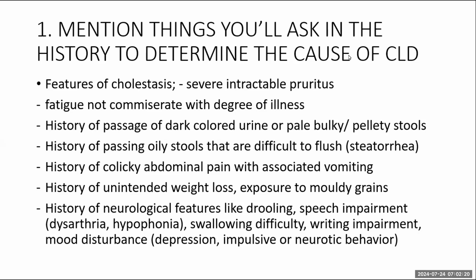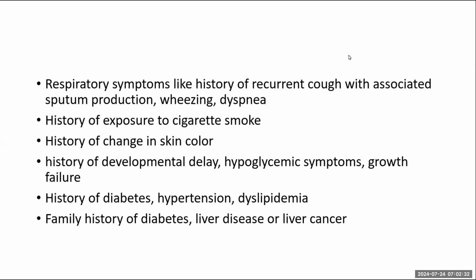Is there history to suggest neurologic features like drooling of saliva, speech impairment, swallowing difficulty, writing impairment, or mood disturbance, which may suggest Wilson's disease? Are there features to suggest respiratory problems like recurrent cough, which may be associated with sputum production, wheezing, dyspnea on exertion? Is there a history of exposure to cigarette smoke? Has he noticed a change in skin color? By any chance, did he have a developmental delay or hypoglycemic features like excessive sweating, palpitations, tremor, which could suggest a glycogen storage disease? Is there a history of diabetes, hypertension, or dyslipidemia in this patient, which would suggest metabolic dysfunction associated steatotic liver disease, or a family history of diabetes, liver disease, or liver cancer?